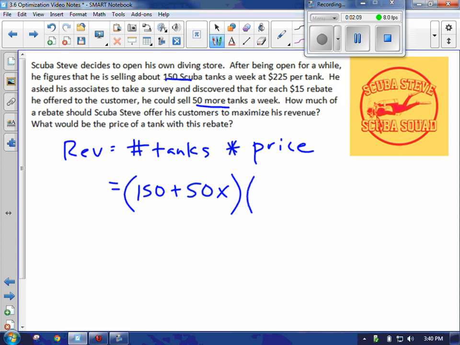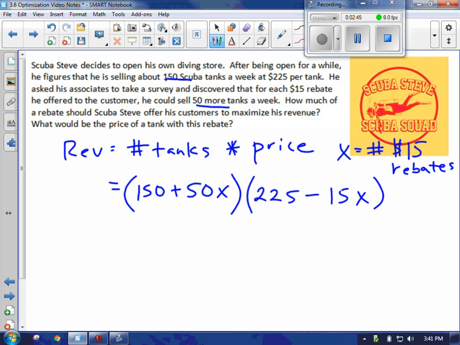Then the price per tank right now is $225, but he's going to offer a rebate, which means $15 off. So we're going to subtract 15 for each rebate he gives out. All right, so this is the equation for Scuba Steve's revenue per tanks. If you want to tell us what x is, that would also be a good idea. So x is the number of $15 rebates. So if he gives two $15 rebates, he's actually giving a $30 rebate.